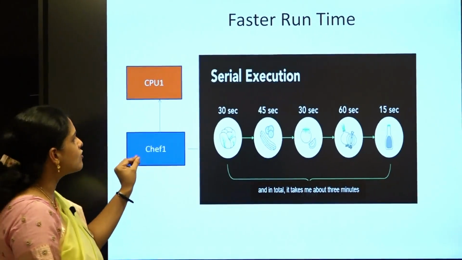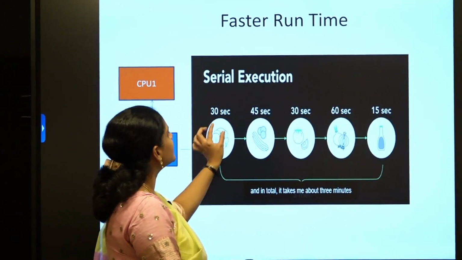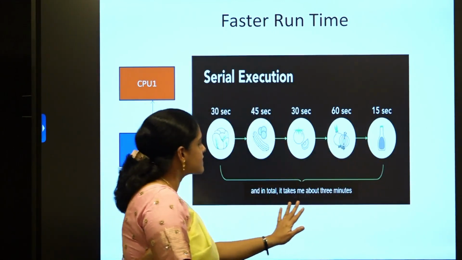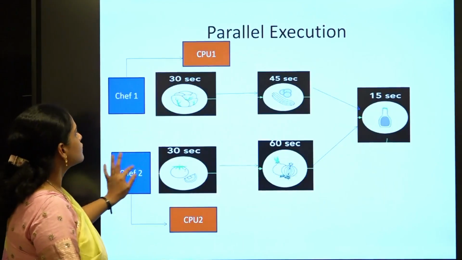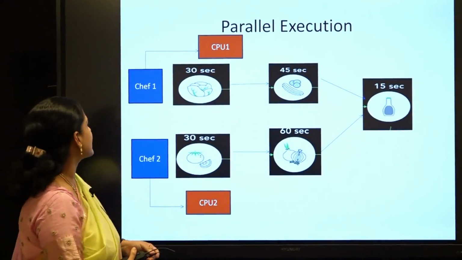So he has to do one task after another, and he cannot do anything in parallel. After this particular task is completed, he has to move on to the next task, and so on until the entire task is completed. It requires about 3 minutes of execution time. So how can the same thing be executed in a parallel execution environment?